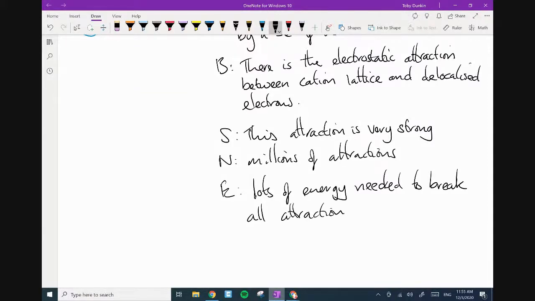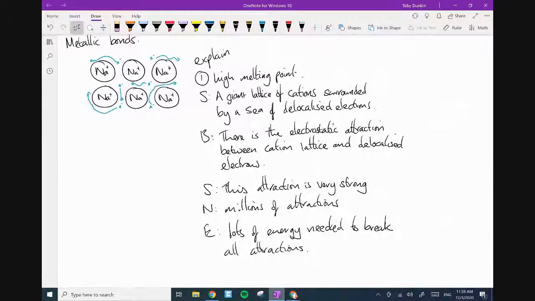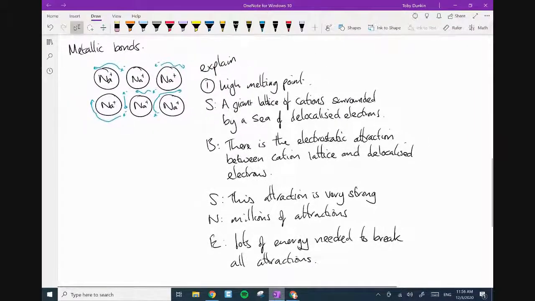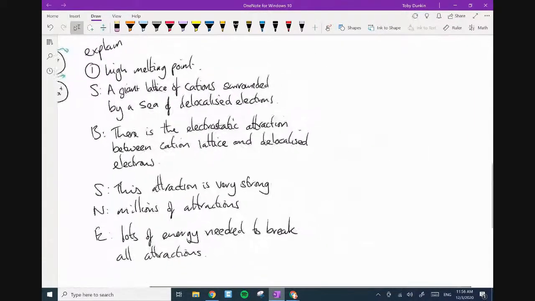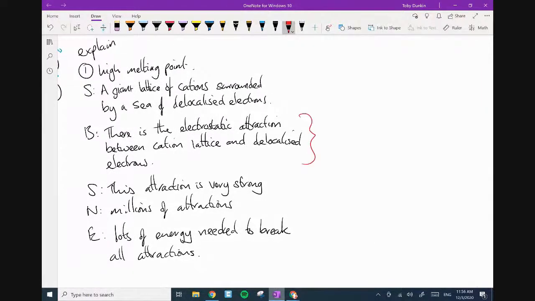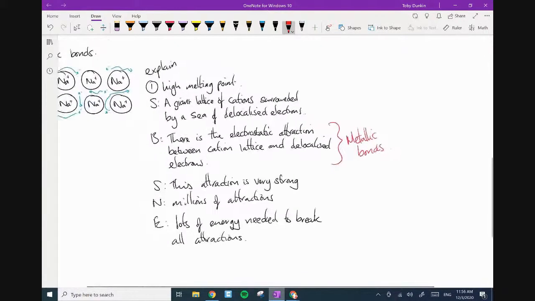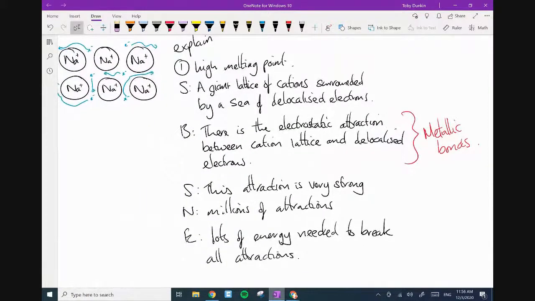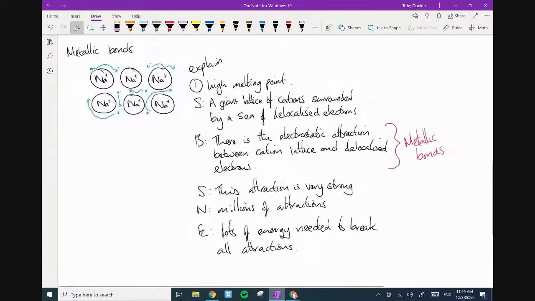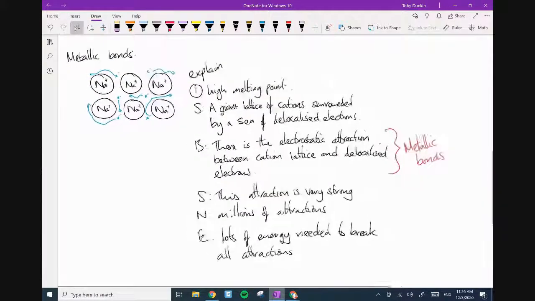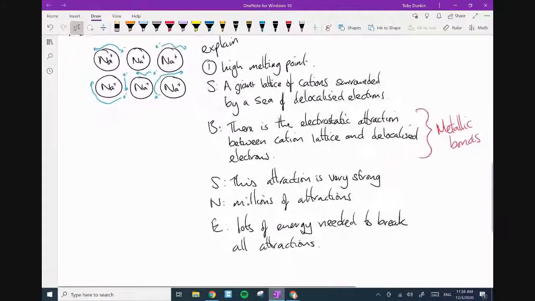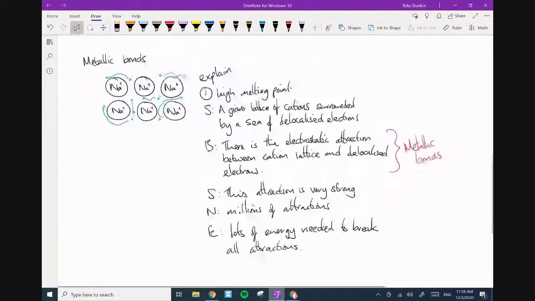Now, Edexcel don't tend to do this, but sometimes you'll find textbooks on the internet referring to this bond section. This is not Edexcel, so just beware. The internet's a great resource, but it does have some garbage chemistry. Sometimes it's referred to as metallic bonds, but that's not allowed in Edexcel at all. You have to say it's the electrostatic attraction between the cation lattice and the delocalized electrons. This attraction is very strong, millions of attractions, lots of energy needed to break. So we now get this, and that's still GCSE. That is a GCSE question.